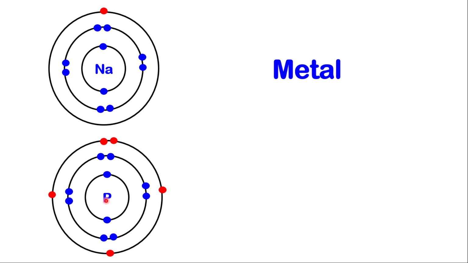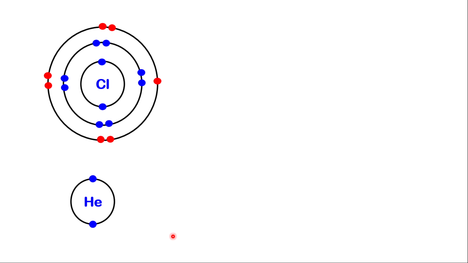Phosphorus, for example, look carefully: 2 on its first shell, 8 on its second shell, and the remaining 5 on its last shell. Therefore, since there are 5 valence electrons, phosphorus can be classified as a nonmetal. Great. Let's look at these two final examples.